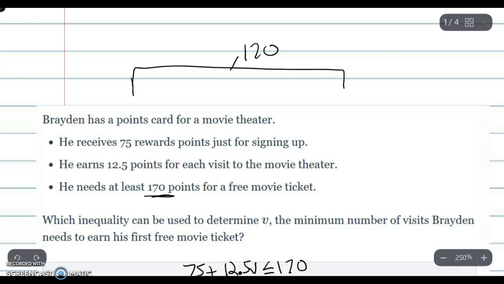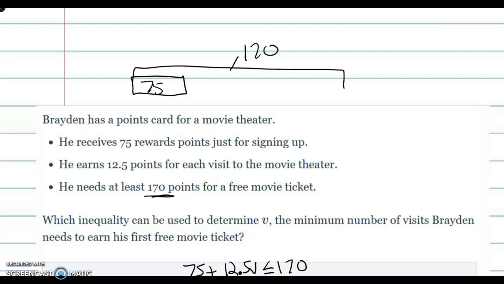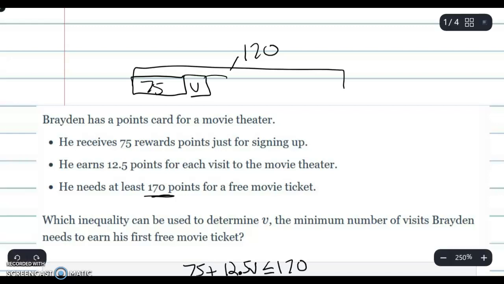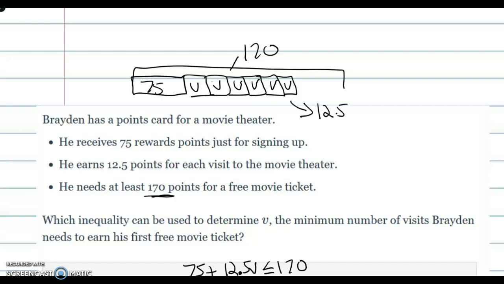He's going to have a flat 75 to start here. And he's going to add a visit, and keep having more visits, right? A visit, a visit, a visit, a visit. We don't know how many visits it takes, but we do know you're going to multiply each visit by 12.5. Alright, so we got our tape diagram.